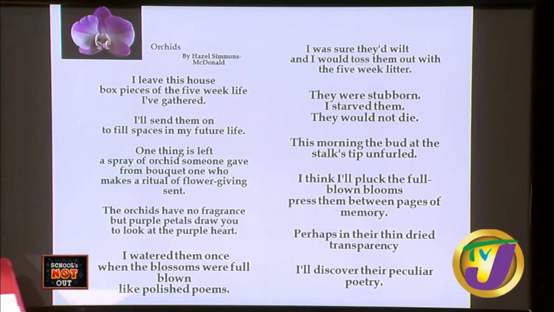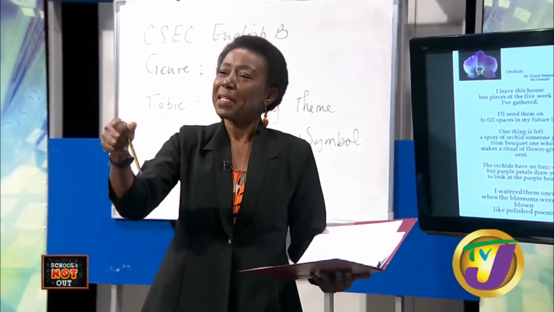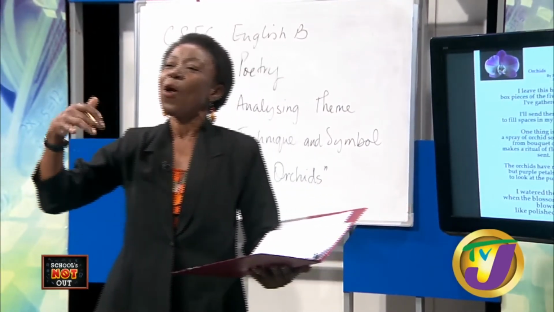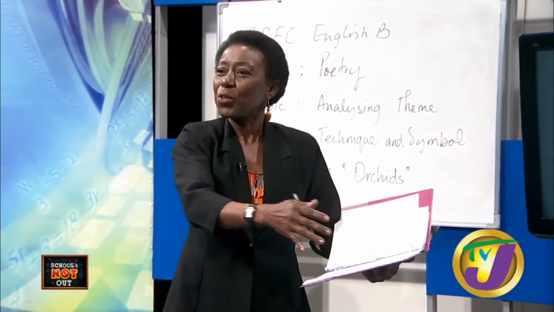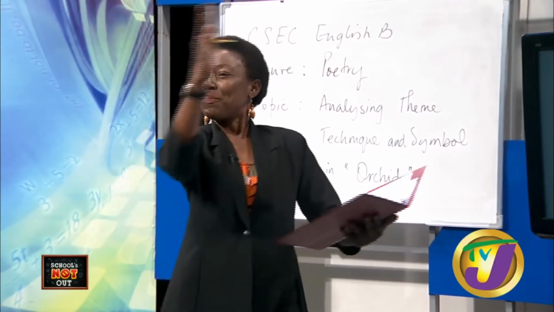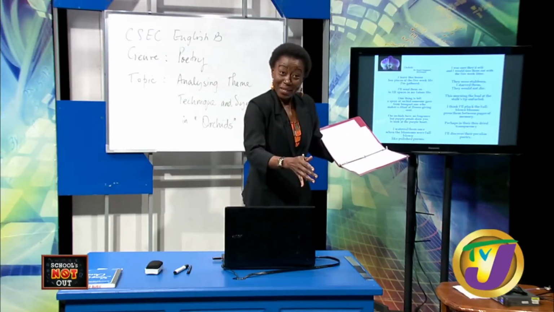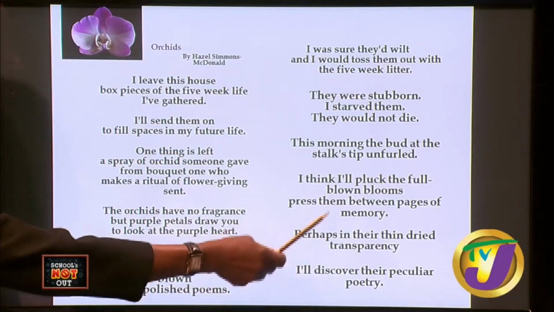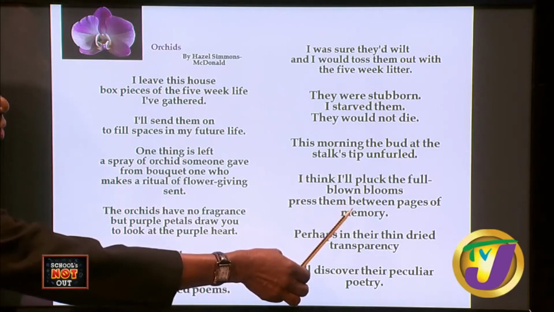It's not as if your brain is actually a book and you press the orchids in the pages. But it is suggesting that in our mind, we store our experiences in compartments. So you can remember that period of your life and then another period of your life, and it's been likened to pages. Understand? Pages of memory. The person is taking the bud to store in pages of memory.